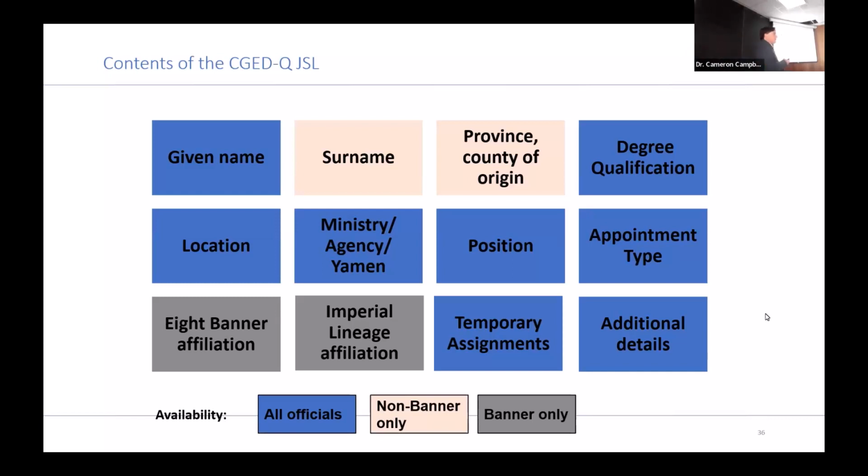So it's much easier to link the non-banner. That is, when I say non-banner, it's basically Han Chinese, but there might be some other people in there too, like Hui or things like that.